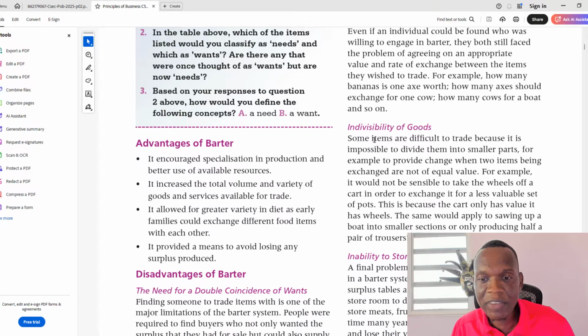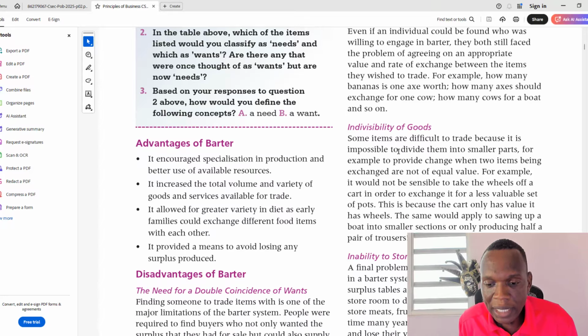Then we have indivisibility of goods. Goods were not easily divided during barter time. So for example, you might say, okay, half a cow for 10 pounds of potatoes. What am I going to do with half a cow? If you cut my cow in half, it's dead. And so goods were not easily divided to meet that exchange rate.